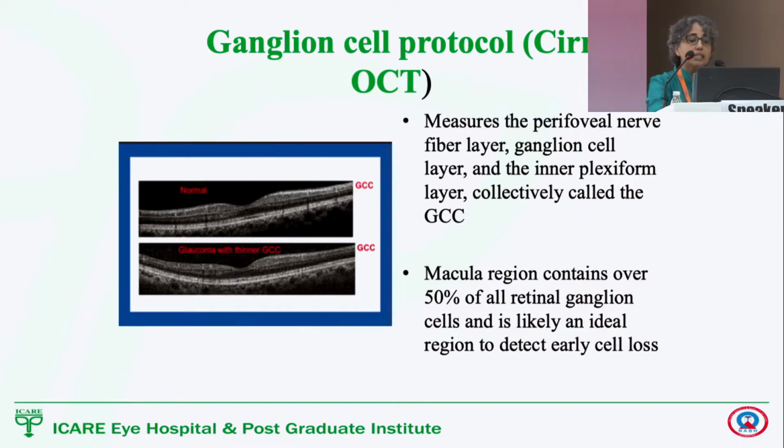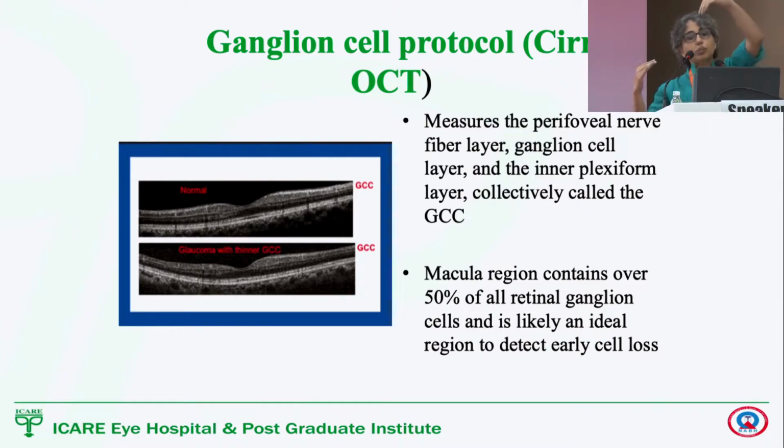And why it is important is because we know that 50% of all retinal ganglion cells actually end up being contained within the macular region. So it's very often helpful to pick up very typical glaucoma loss in this area, because we know that the retinal nerve fiber layer does not cross the horizontal raphe, right?